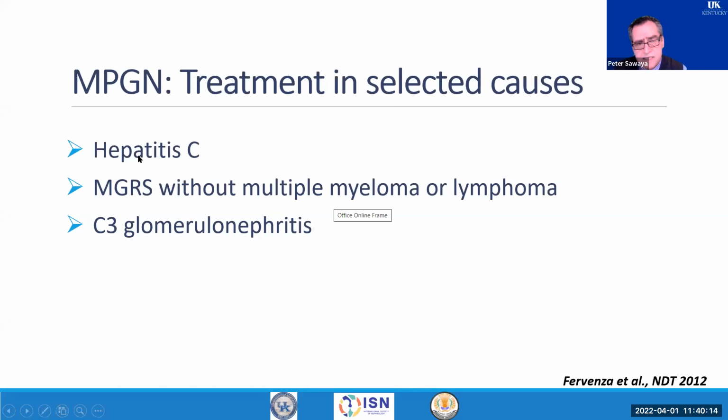Hep C for us is a nightmare again. MGRS, that's monoclonal gammopathy of renal significance, without multiple myeloma and lymphoma. Again, sometimes it falls back on my lap. The oncologist says, well, it's not my problem, they don't have those diseases. And C3 glomerulonephritis that is presenting as an MPGN pattern.